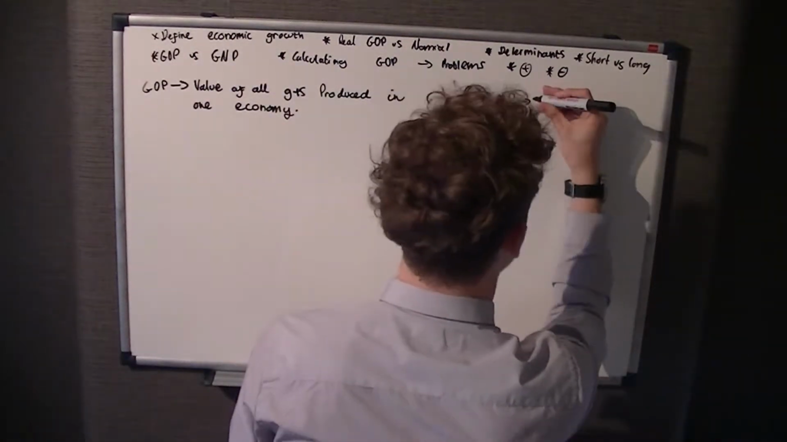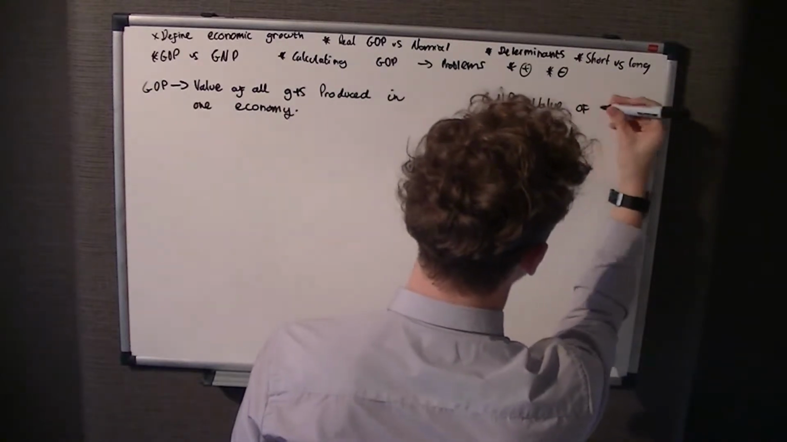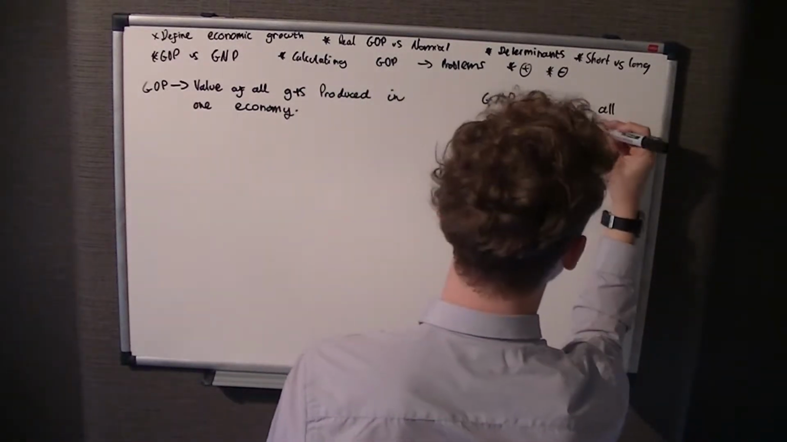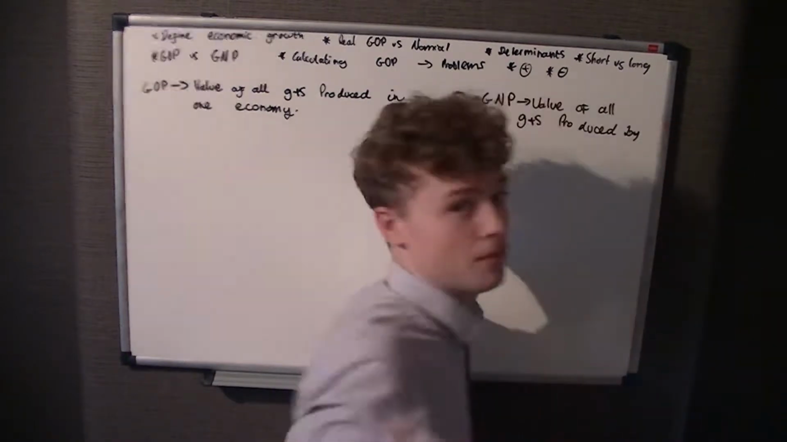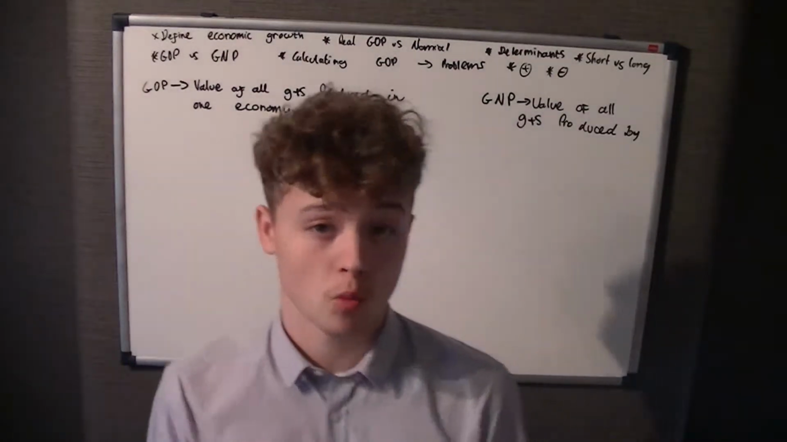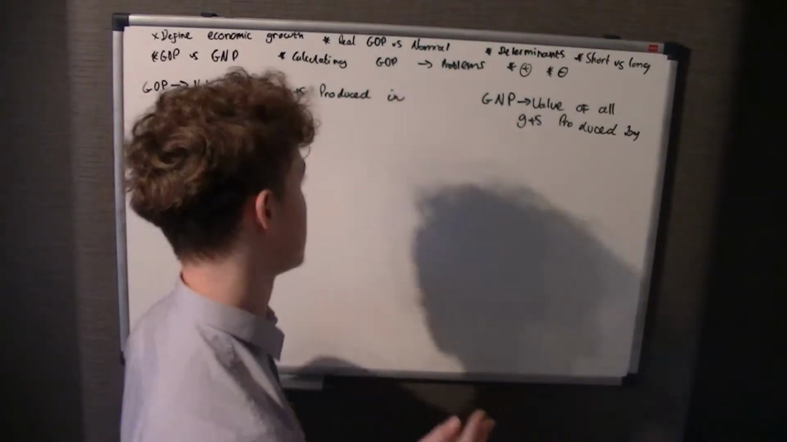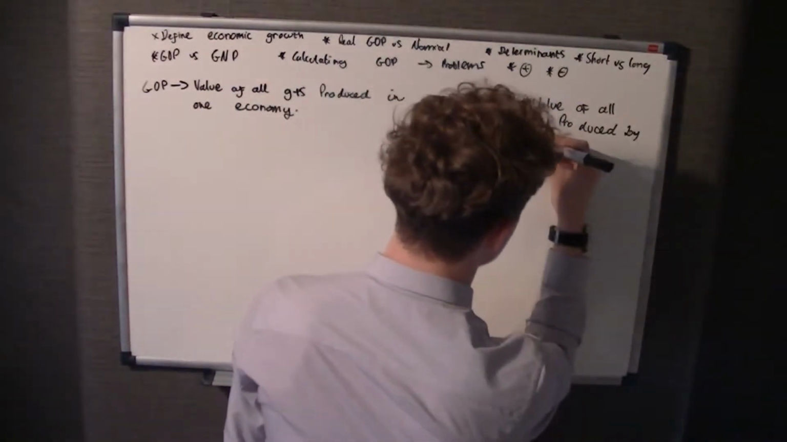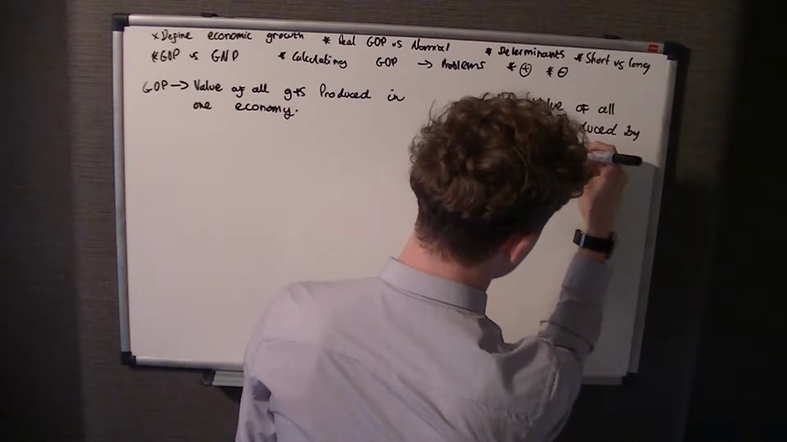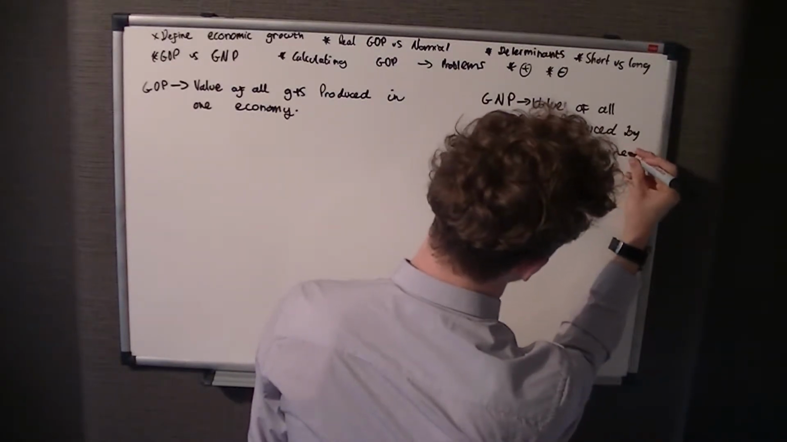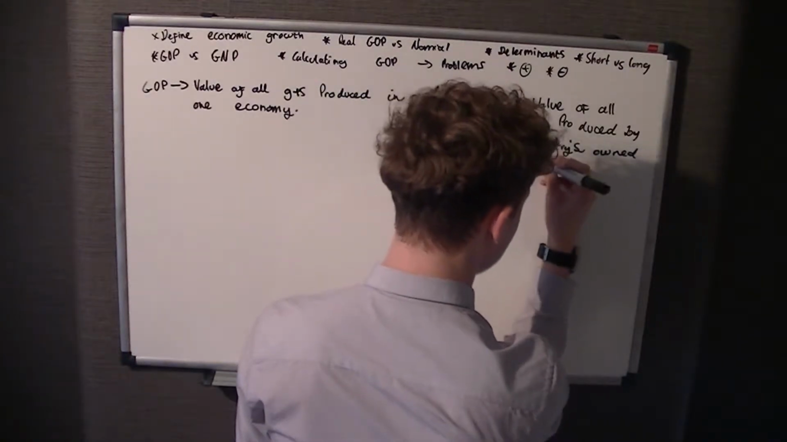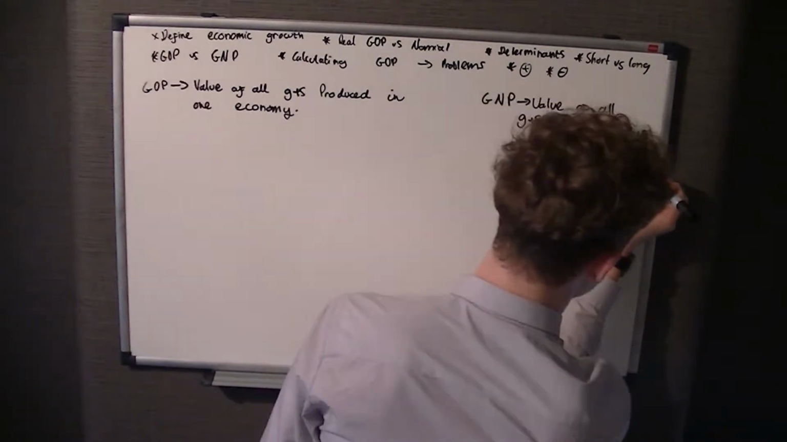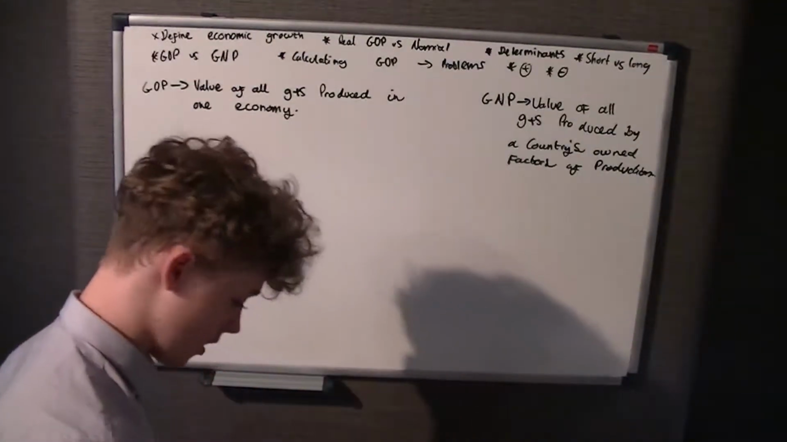So GNP is the value of all goods and services produced by a country's own factors of production. So that's the difference between GDP and GNP.